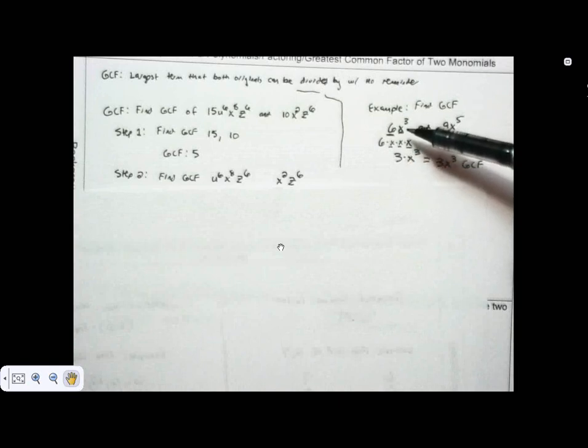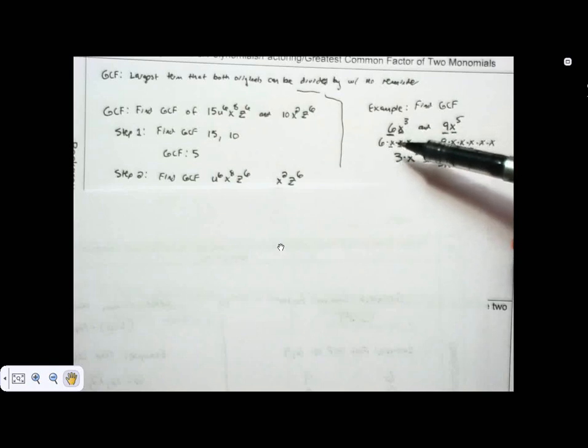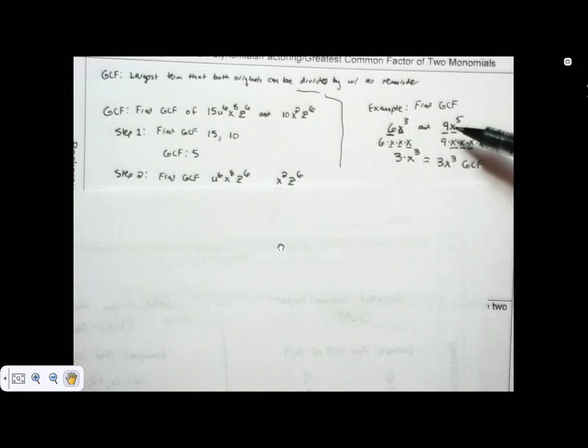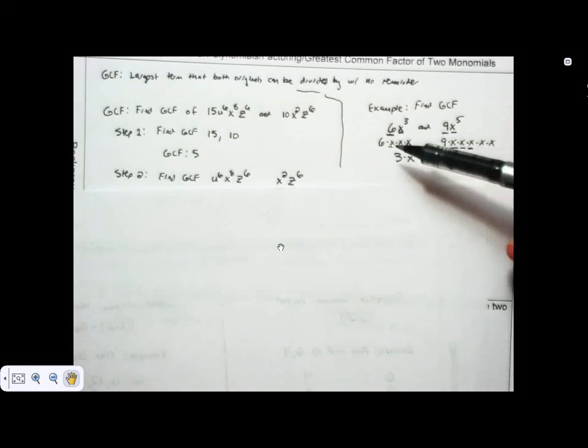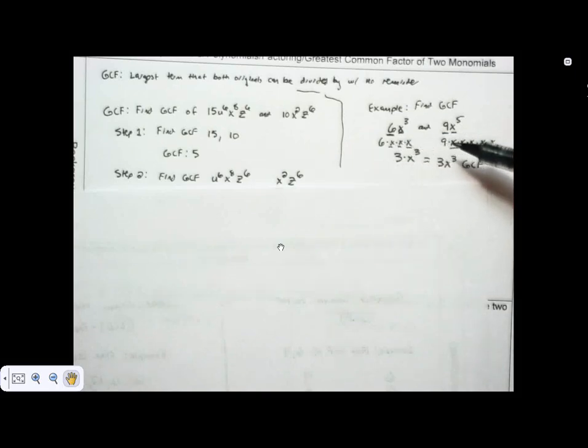The second part of it is looking at the variable pieces. Since it's x to the third, that means we've got 3 factors of x. X to the fifth is 5 factors of x. So if I look at the number of x's that both terms have in common, I see that we've got an x here and an x here. That's one x in common. I see we've got another x here and another x here. That's 2 x's in common. And I see another x here and another x here. So we have 3 factors of x in common.